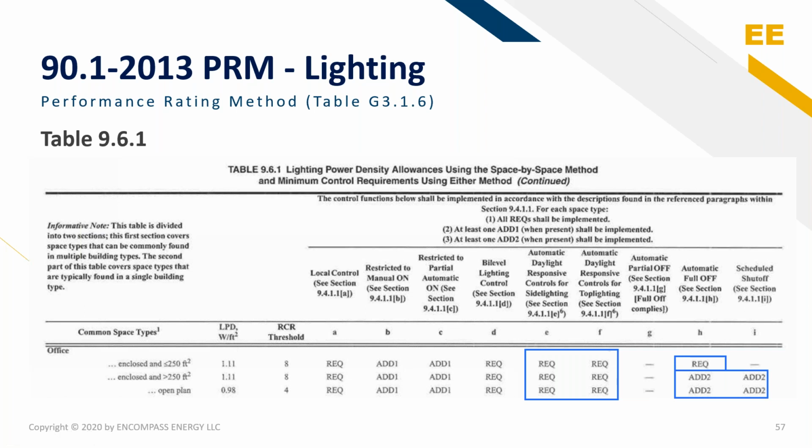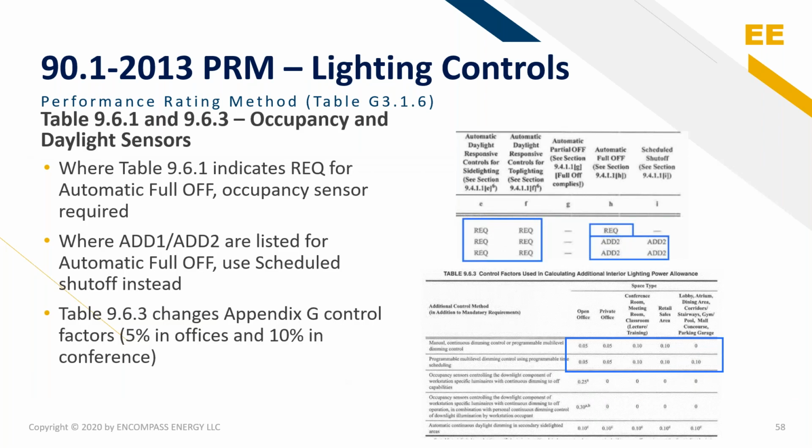So anyway, the controls can get quite complicated, and our approach to this is to put together a large matrix as we run through, note all the space types, all the control requirements, and use that as the design tool going forward. Then there also are some related control factors. So if you have an occupancy sensor, it refers you back to this other table, which says this is the percentage savings that you should be taking for those occupancy sensors. So it's either 5 or 10% depending on the space type.